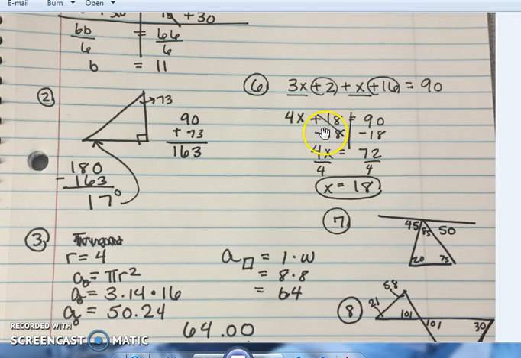Now we're going to solve. So of course we do our adding and subtracting first. So we're subtracting 18 on both sides. 90 minus 18 is 72. Now we're going to divide by 4 on both sides. 72 divided by 4 is 18.